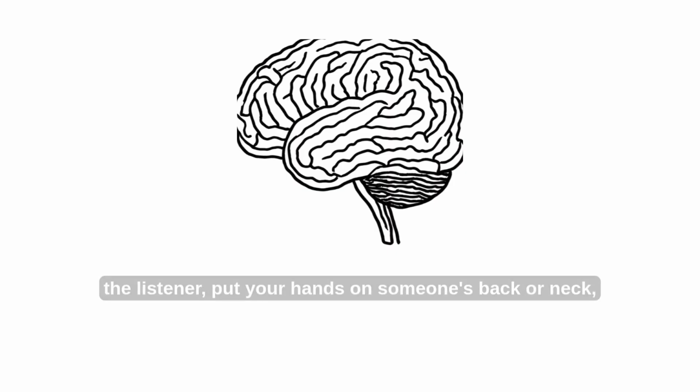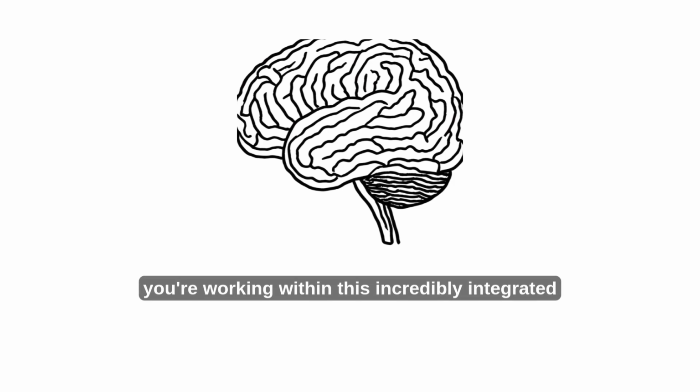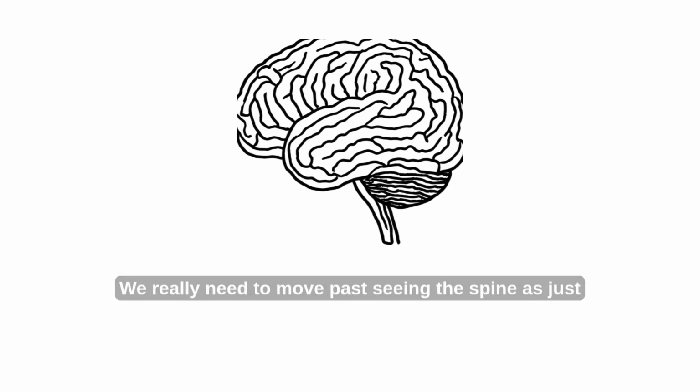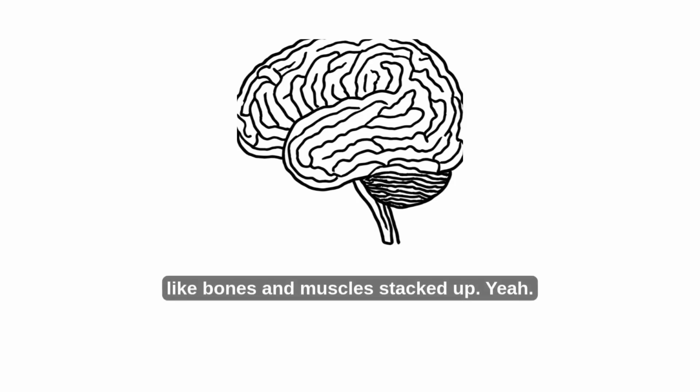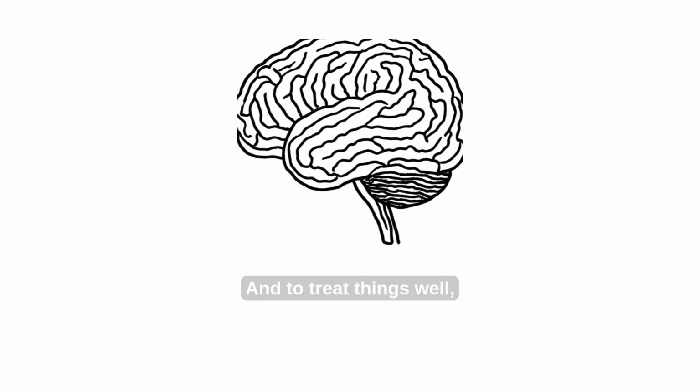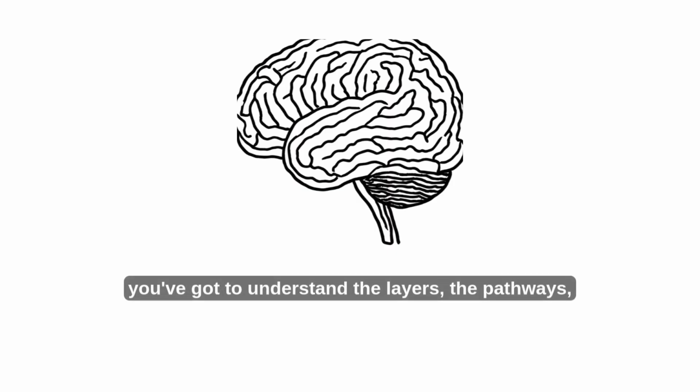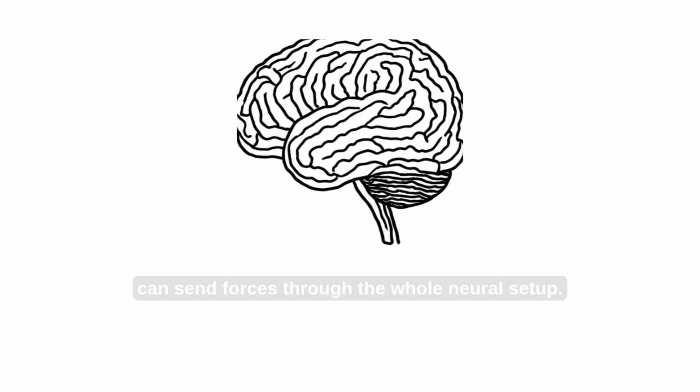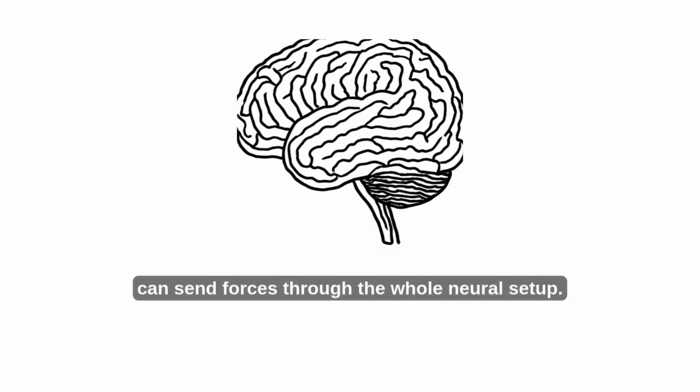Because when you, the listener, put your hands on someone's back or neck, you're working within this incredibly integrated system. Right. We really need to move past seeing the spine as just bones and muscles stacked up. Yeah. It's the main protective housing for the CNS. Okay. And to treat things well, especially the persistent stuff like, say, cervicogenic headaches, you've got to understand the layers, the pathways, and how tension on maybe just one tiny muscle can send forces through the whole neural setup.